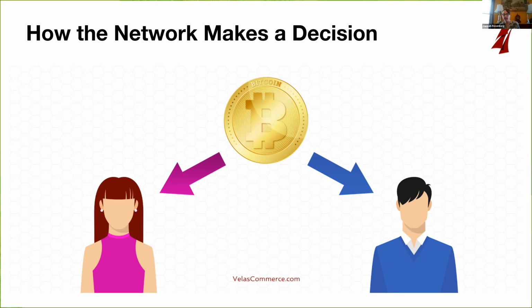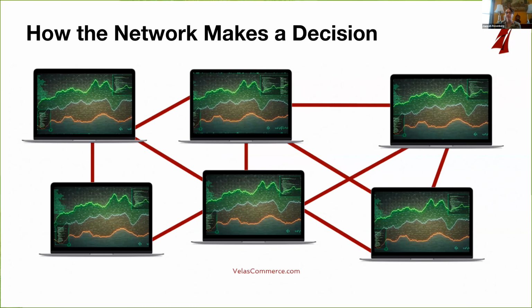So if Charlie's trying to cheat and send the same coin to Alice and Bob or any other number of people, the network has to decide which transaction is the right one, which one's the real one, and which one's what we call a double spend, right? Which one's the fake transaction. So this is the dilemma that Satoshi was trying to solve and that Bitcoin did solve via the mining process. So let's dig into that.